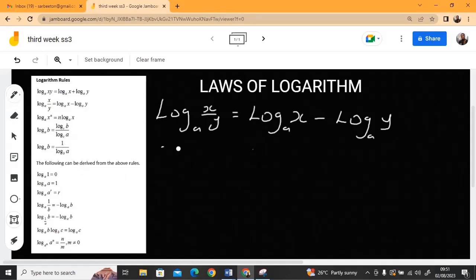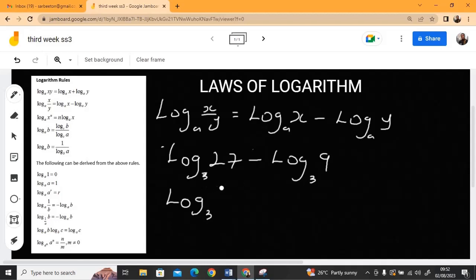So let's assume you have log base 3 of 27 minus log base 3 of 9. Now here you have to turn this back. Because both have the same base, I can pick one of them, log 3, then use my rules. The minus is division, so I turn it to 27 over 9. 9 times 3 is 27, so here you have log base 3 of 3.